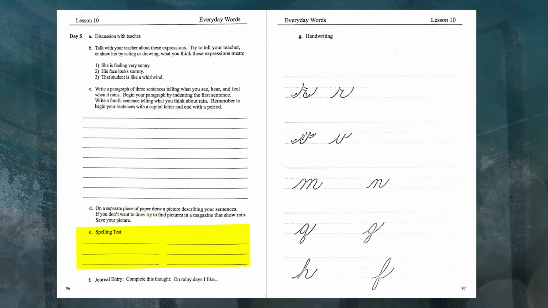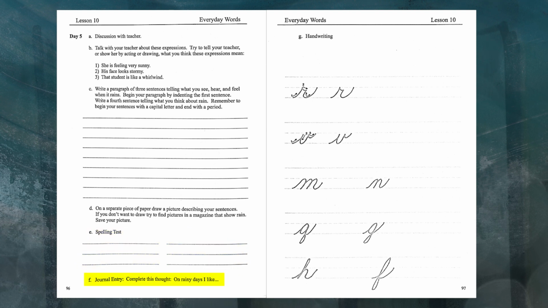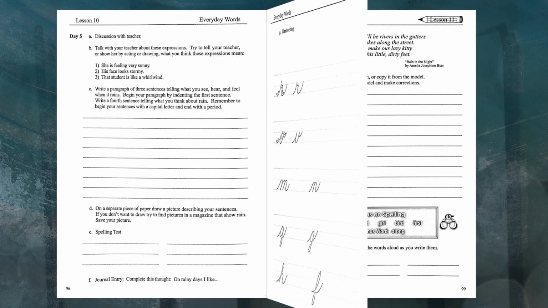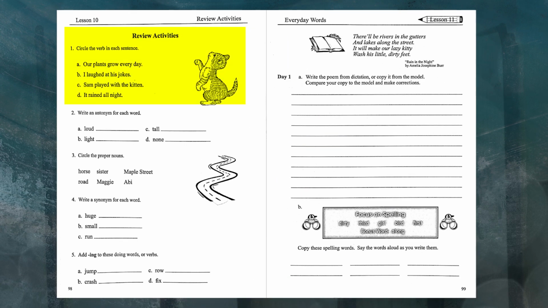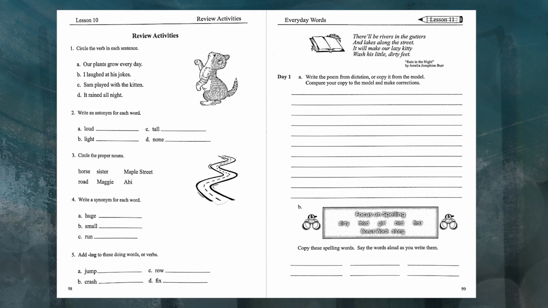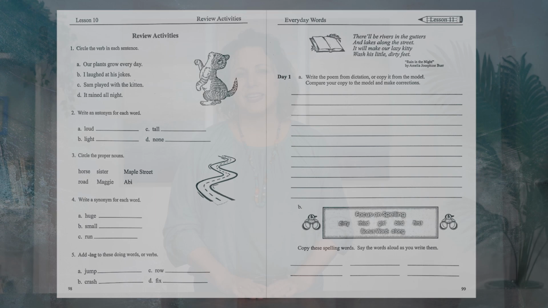Take your spelling test in your workbook and do your handwriting practice of lowercase cursive R, V, M, N, Q, G, H, and F. Complete the 1-page review, which includes verbs, antonyms, proper nouns, synonyms, and ing verbs. Review makes for a good assessment of your child's understanding.